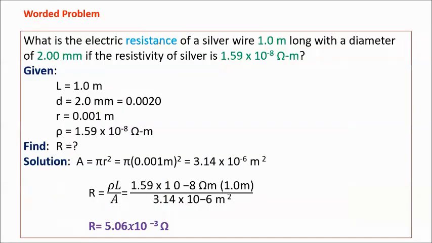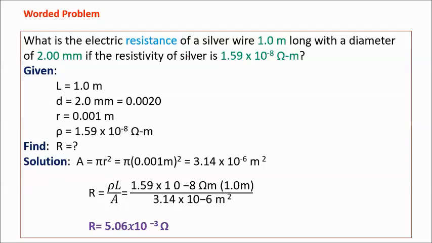So, what is the electric resistance of a silver wire 1.0 m long with a diameter of 2.00 mm, if the resistivity of silver is 1.59 times 10 to the power of negative 8 ohm.m?